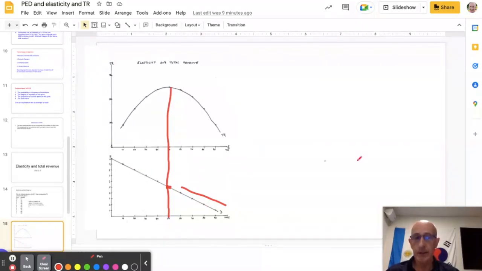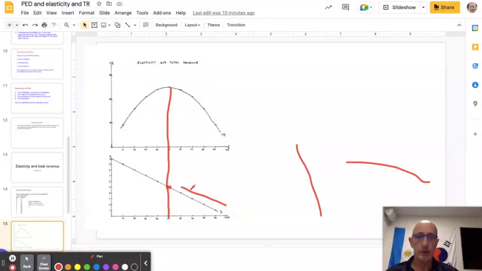It's always the case, even with a demand curve that's still relatively steep, like this one, it will have varying degrees of elasticity down its length. And a flatter one would also have that sort of range. So that's the important relationship between elasticity and total revenue.